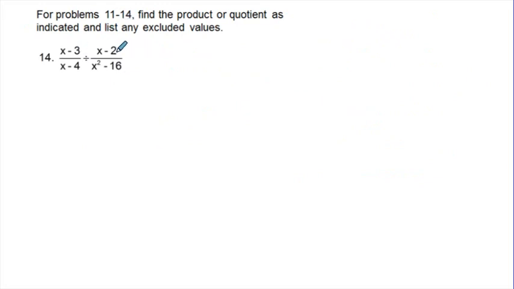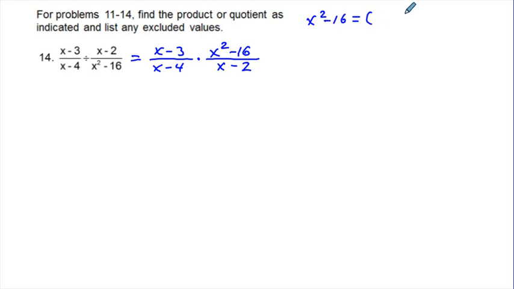Okay, next, problem 14. We have a division problem, and we're going to take x minus 3 over x minus 4. We're just going to bring that over, and dividing by x minus 2 over x squared minus 16 is going to be the same as multiplying by its reciprocal, which is x squared minus 16 over x minus 2. So the only thing I can see to factor here is this x squared minus 16, which is going to factor into quantity x plus 4 times quantity x minus 4.